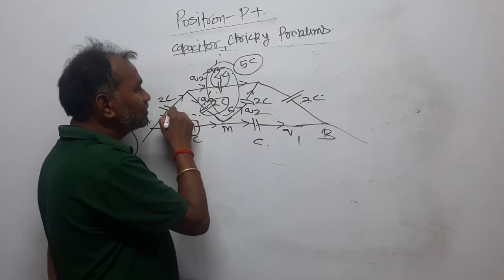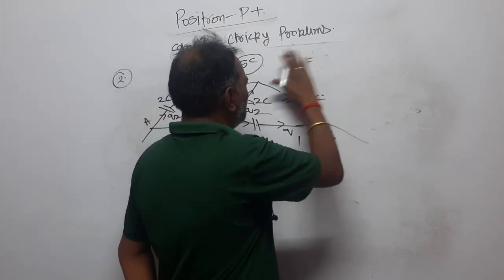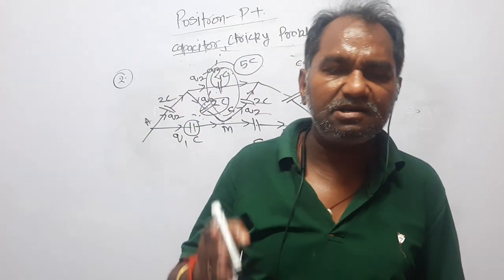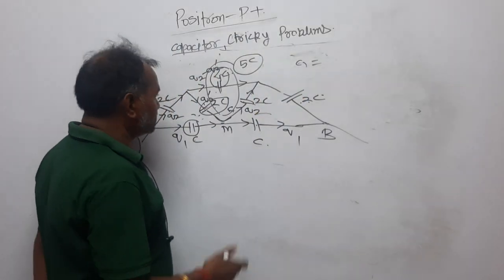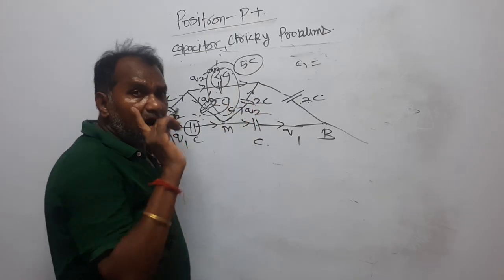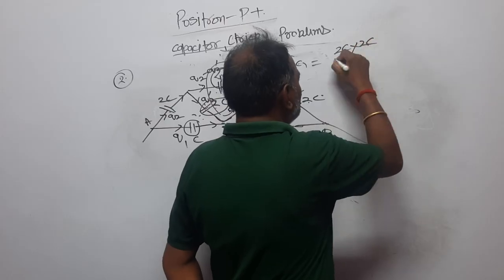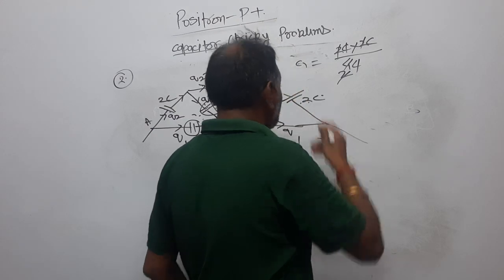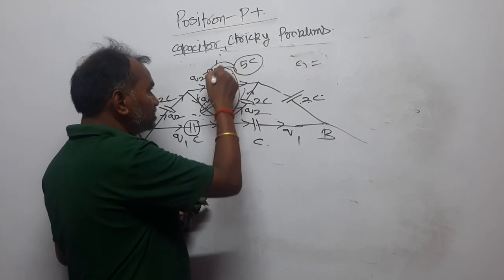2C, 2C has the equivalent C. If two capacitors C1 and C2 are in series, then their equivalent will be C1 C2 upon C1 plus C2. Try to understand this. This is 2C, these 2C are in series. Their equivalent will be 2C into 2C upon 2C plus 2C, that is 4C. C cancels, 2 cancels, that is C. Here the equivalent is C, and this is parallel to it, so it is 5C.